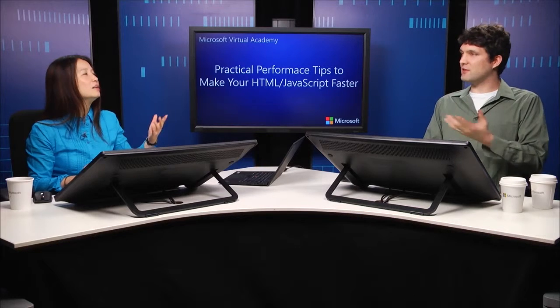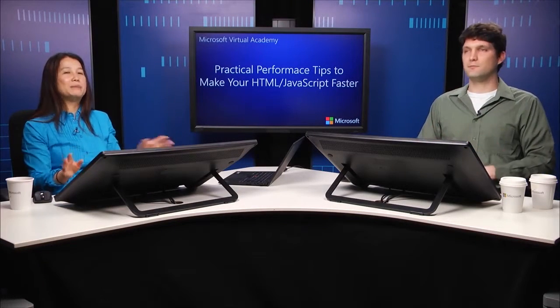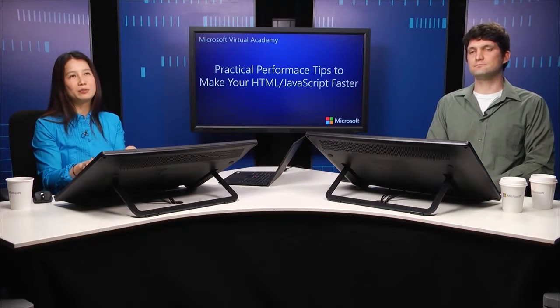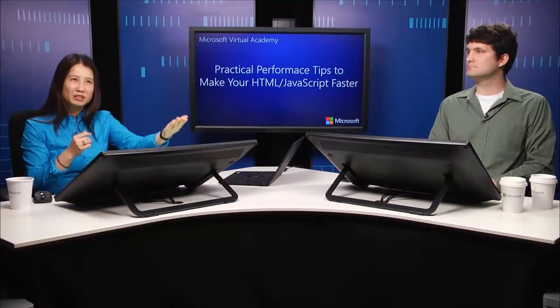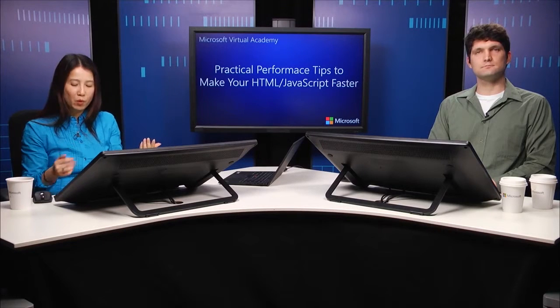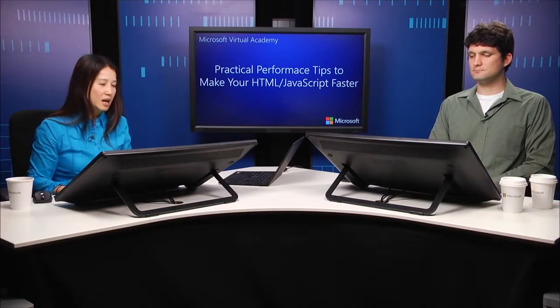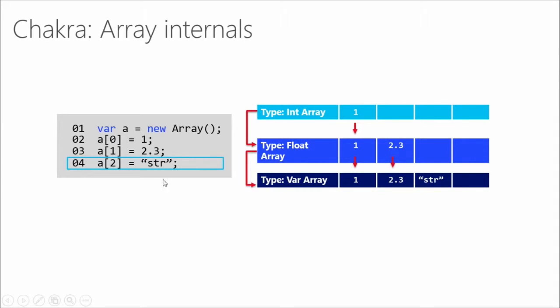Behind the scenes, not something the dev has to worry about. But the engine has to do all the work in order to make it right. So when you do this kind of assignment, the first piece is an integer, the second piece is a floating point, and let's take a look at the third piece, which is a string. If you have a string, then the engine will say, okay, it's a string, so I have to create another type called a var array.